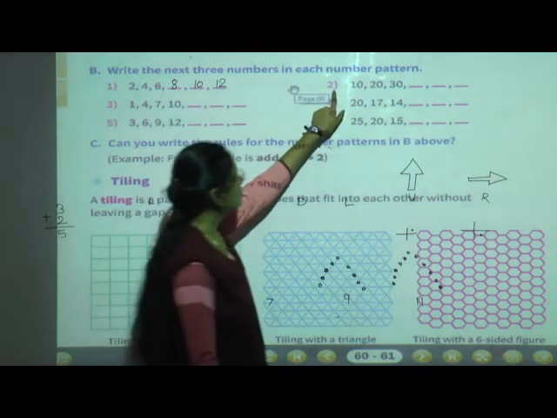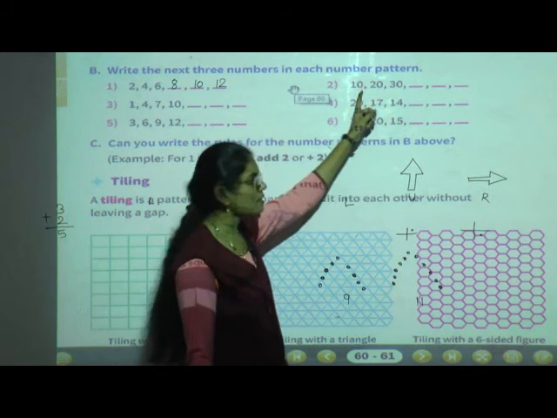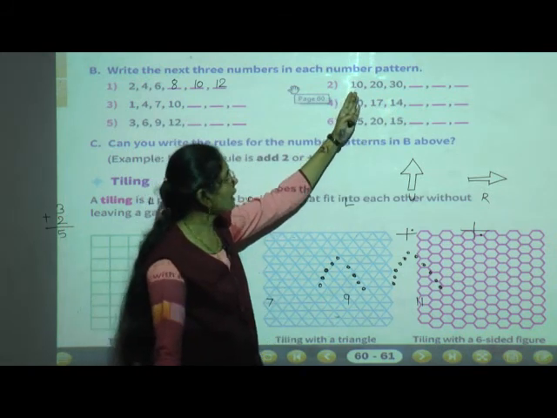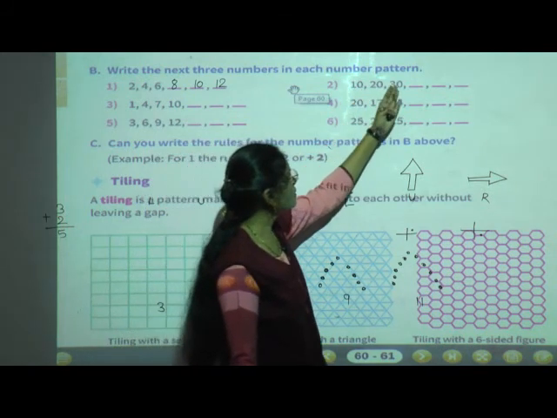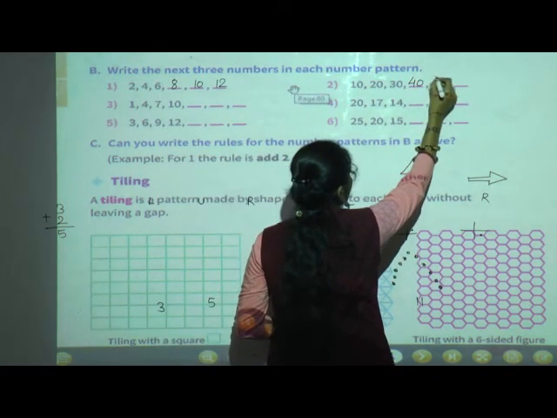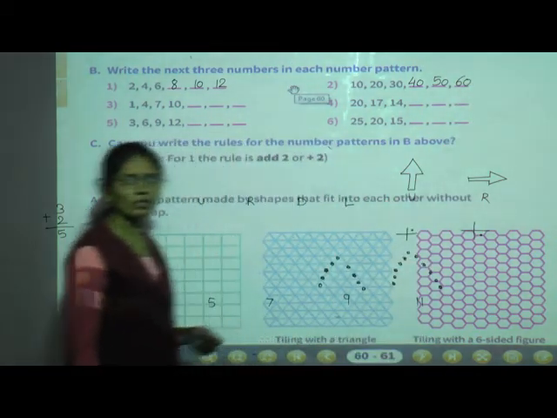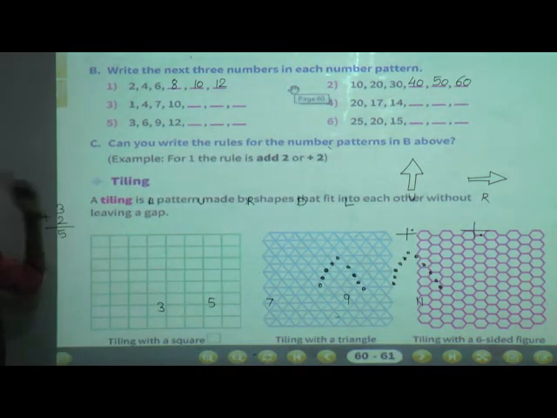Now see this second one: 10, 20, 30. Yes. Now if we add 10, 10 plus 10, 20. 20 plus 10, 30. 30 plus 10, 40. 40 plus 10, 50. 50 plus 10, 60. So in this way we can write the next numbers.